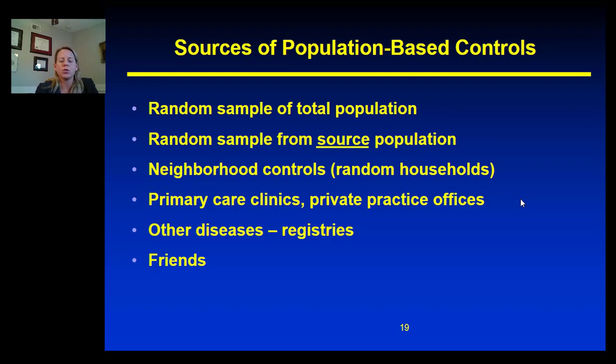Similarly, you could choose controls from the same medical centers or hospitals, and these controls would consist of patients who were seeking care for something other than the disease that you're studying, because again, they're controls, they don't have that disease. You can also get controls from a registry system, which is a system to track epidemiological outcomes of a certain disease. And also sometimes controls can come from the friends of cases.